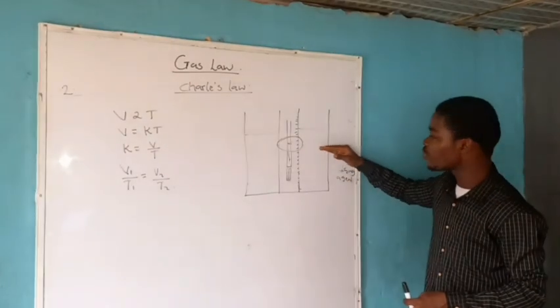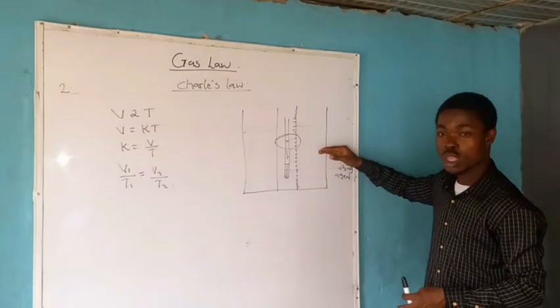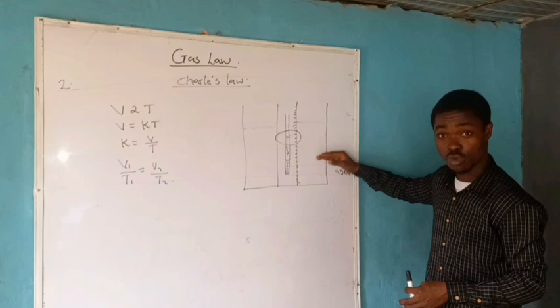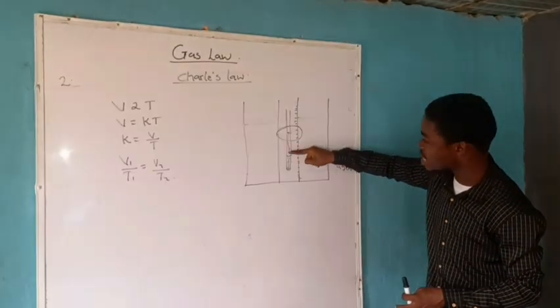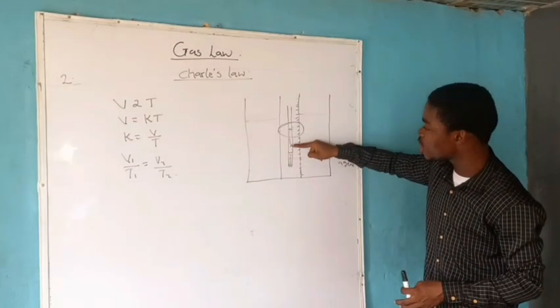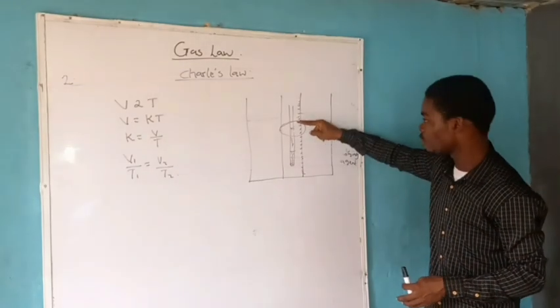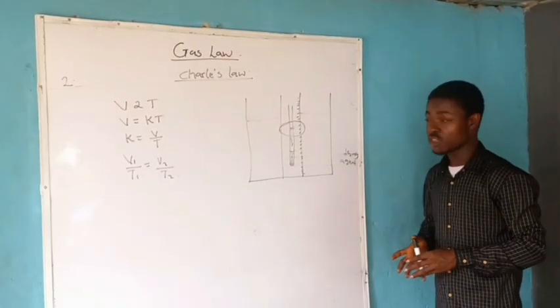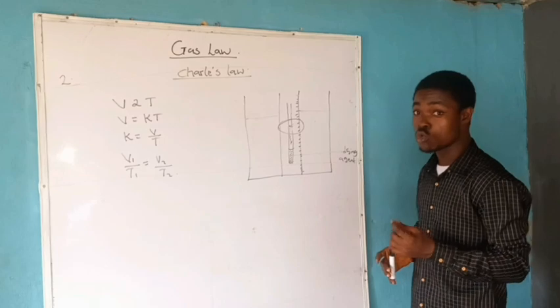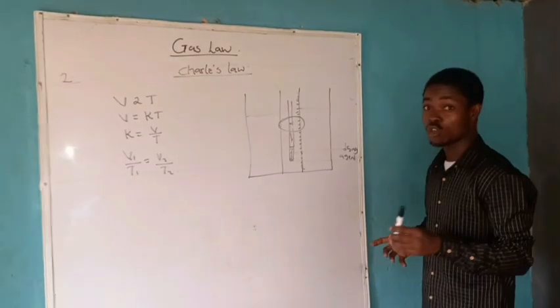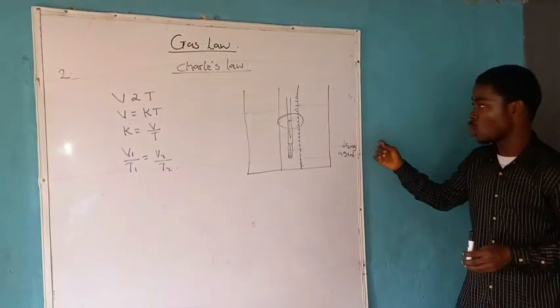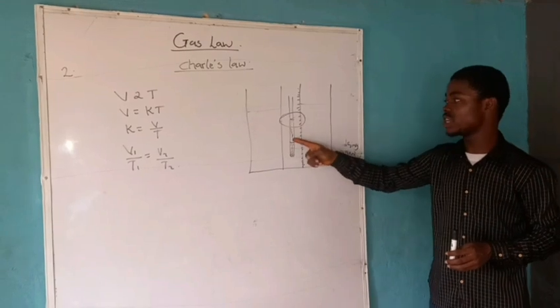So it is proven that if you reduce the temperature to -273°C, there will be no gas inside this capillary tube again. At this point, the gas here vanished from this capillary tube. And this is what is referred to as the absolute zero temperature. The absolute zero temperature just means the temperature at which the volume of the gas becomes zero.